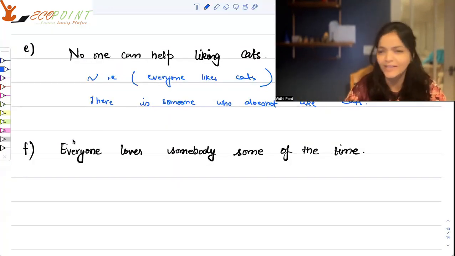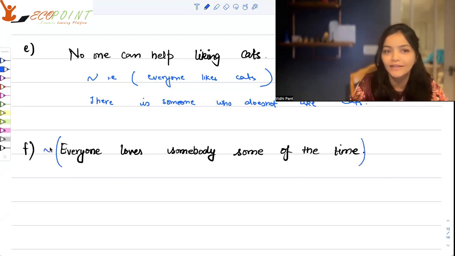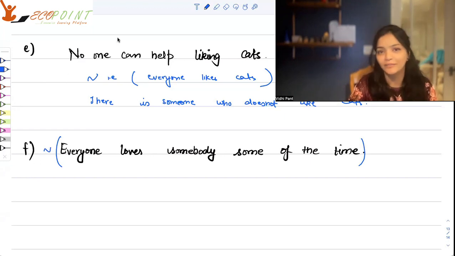Let's take another one. The last one. Everyone loves somebody some of the time. You have to give me the opposite of this statement. Negate this statement. What would be the opposite of this? This one particular statement, I would like to express it in Hindi. Let's understand. The statement is saying everyone loves somebody some of the time.